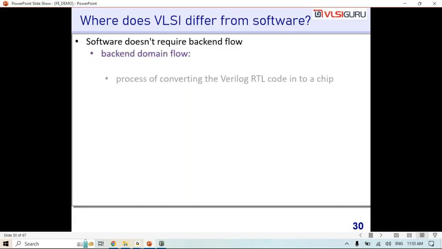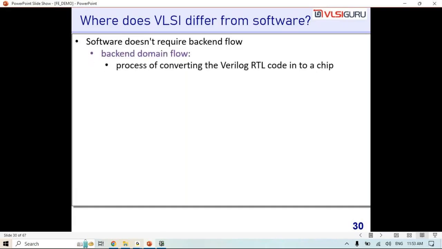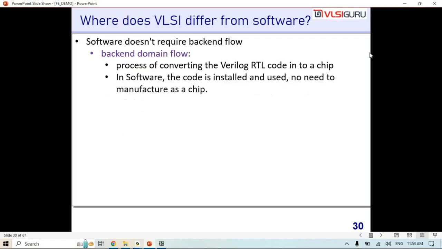What is backend domain flow? The process of converting Verilog code into a chip. That entire process is called the backend domain. In software, code is installed and used. No need to manufacture it as a chip. You don't need to manufacture the software as a chip.